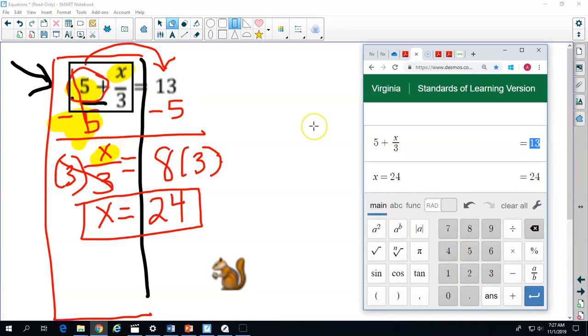We got 13. So again, I just took the left side of the equation, the part of the equation that has the variable, I put it into Desmos, and then when I got my answer, x equals 24, I told Desmos that. And I'm trying to see if that's what the expression is equal to, which is 13. So this is going to check.